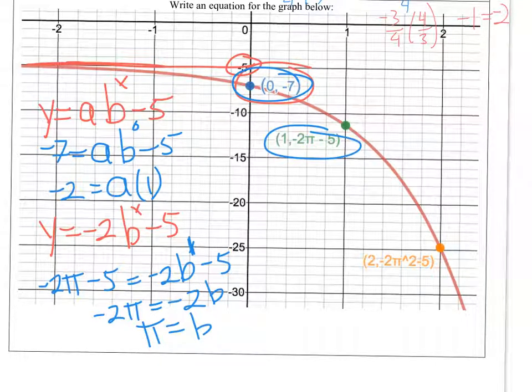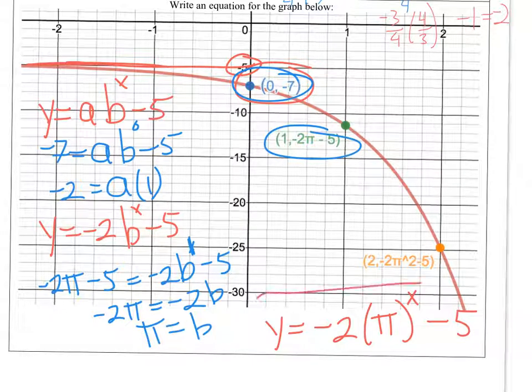My equation is therefore y equals negative 2 pi to the x minus 5. And again, I'd like you to note that we didn't do anything different because we had a weird number here. Whether it's a number like e or pi or something in terms of crazy decimals, the method will be the same every time.